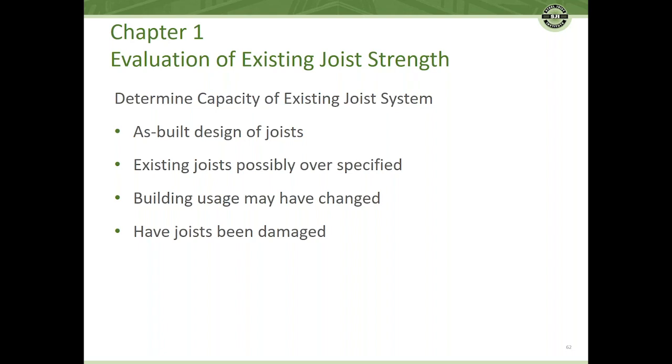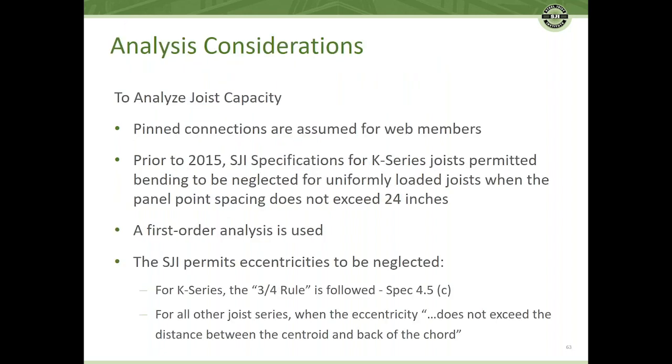And there again, we're talking about the as-built capacity of the joist. The existing joists are possibly overspecified. For example, the 10 PSF collateral might be specified, but there's only 5 on that particular joist. And then perhaps the building usage has changed, and maybe the joists have been damaged, like some of the photographs that I showed. So to analyze the joist capacity, there are a couple of things to keep in mind.